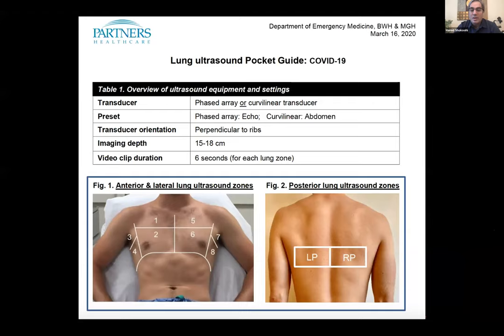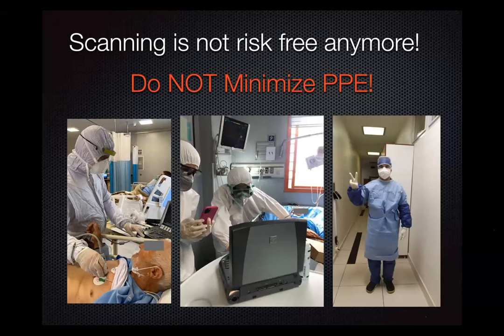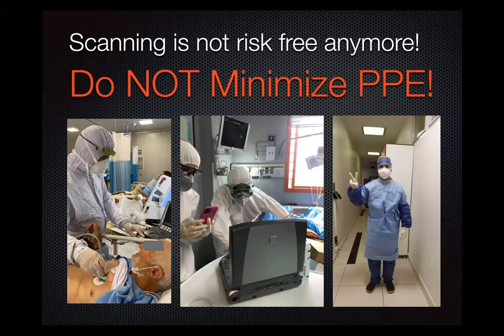In a lot of these cases, we really scan anterior. We go to the right. This is for research. For research, you need to show that anybody else who wants to do it should be able to replicate your work. But it does not mean clinically you need to follow this exactly to be accurate. A lot of these findings, you find in the first scan that you do. So scanning is not risk-free anymore.